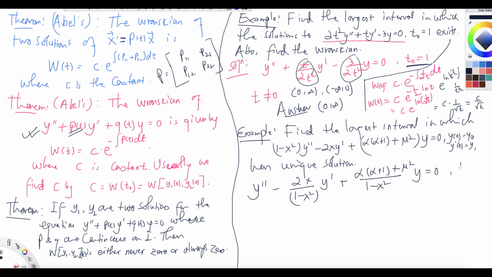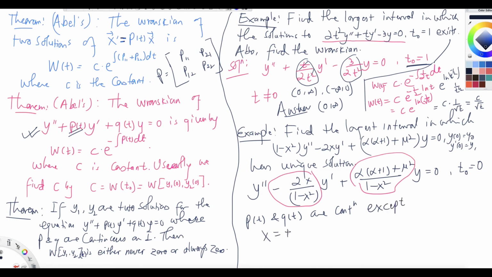Okay, so what is the value of t0? T0, the beginning value, is basically 0, right? So where are p and q continuous, or find the point where p and q are not continuous, right? So p(t) and q(t), what is p(t)? P(t) is that value, and q(t) is this value. So p(t) and q(t) are continuous except x equals plus 1 and minus 1.